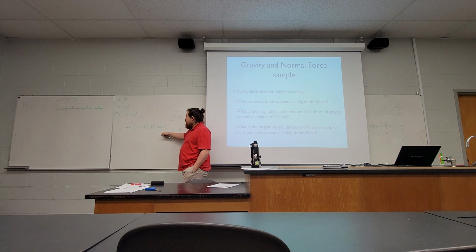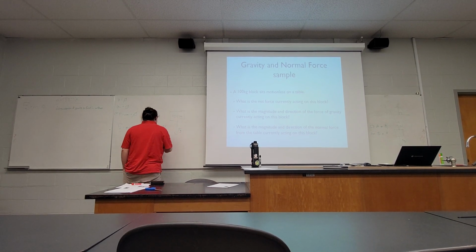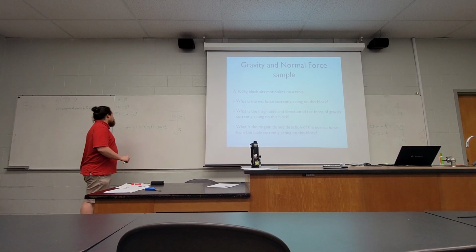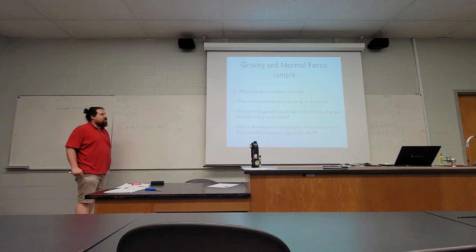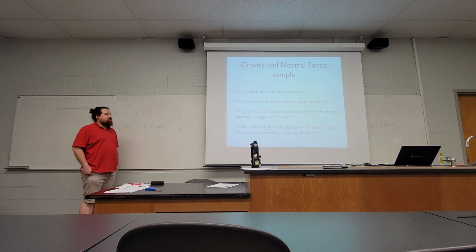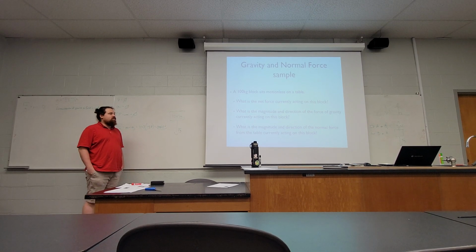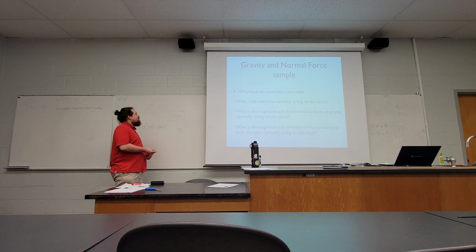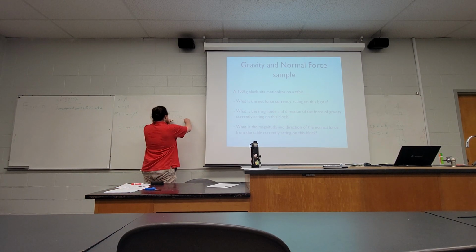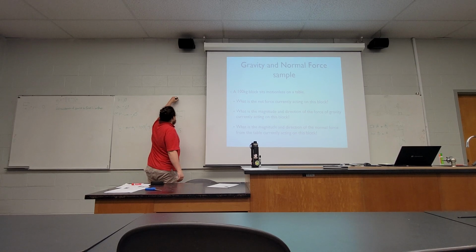All right. Now, we know what the weight of the box is. We know what the net force acting on the box is. So, by process of elimination, what must the magnitude and direction of the normal force from the table currently acting on this box be? Very good. If the table itself is horizontal, the normal force has to point up.